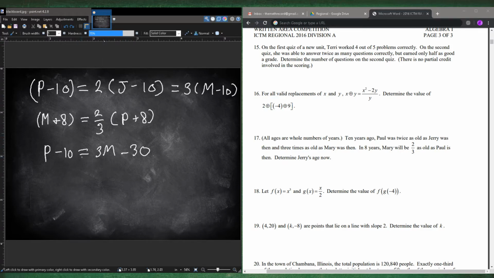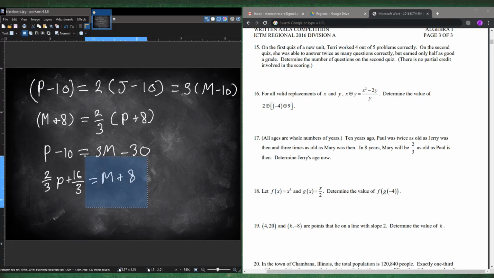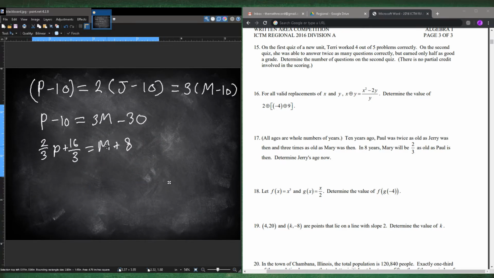So based on that, let's work this out and switch it to the other side so we get all the constants and the same variables on the same side. So 2/3 times P is 2/3 P, and then plus 16 over 3 is equal to M plus 8. Okay, so we know that is true. Just kind of move this up so I get a little bit more room.